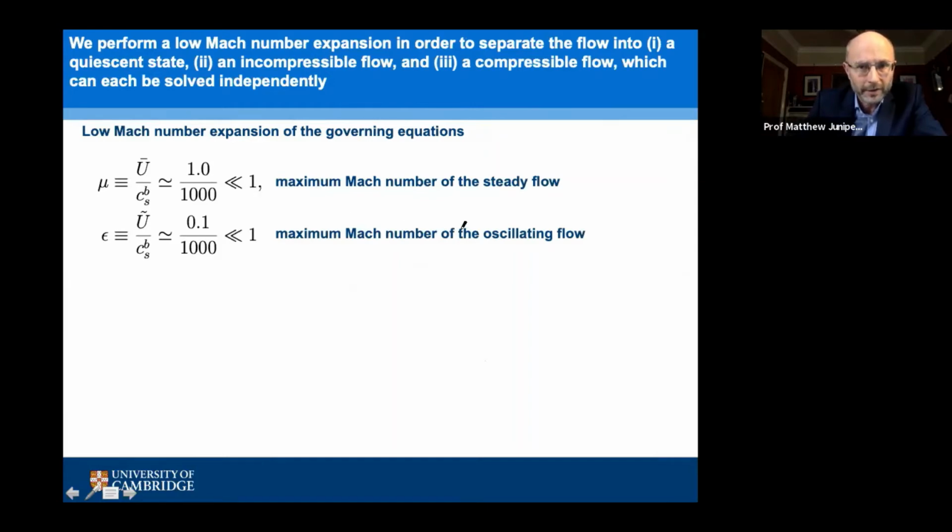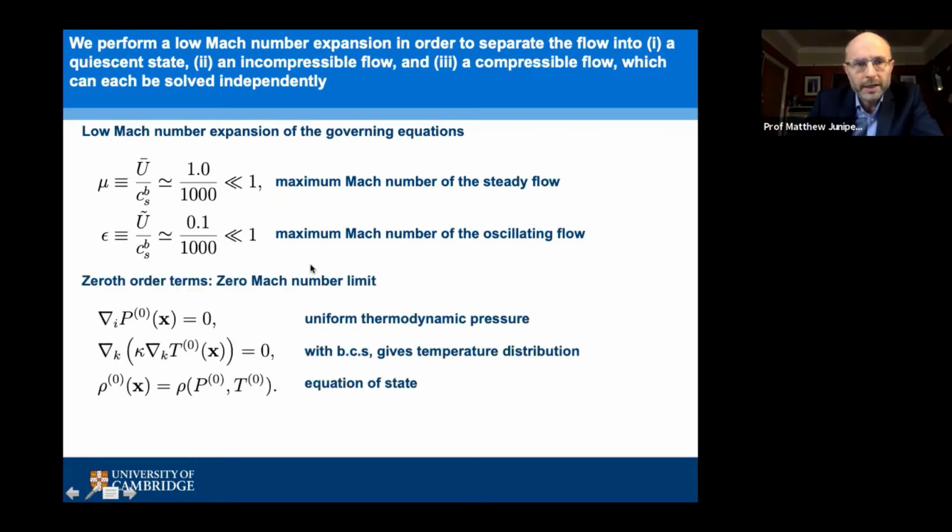And then there's the oscillating flow. Now the actuator may be moving over a short period of time, but it's only moving a few nanometers. So the particle velocity in the acoustics is also very low, very much less than the Mach number of 1. So with those, you can do a low Mach number expansion of those governing equations.